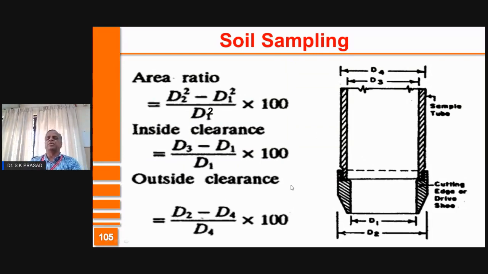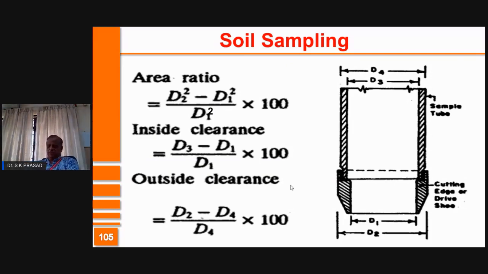So D3 happens to be the inside diameter of the sampling tube. But the sampling tube will have some wall thickness. If you consider the thickness of the wall in both directions, D4 will be D3 plus 2 times the thickness of the wall. At the base, there will be a cutting edge, which has the inside diameter lower than D3 and outside diameter higher than D4. So D1 and D2 are the inside and outside diameters at the cutting edge.